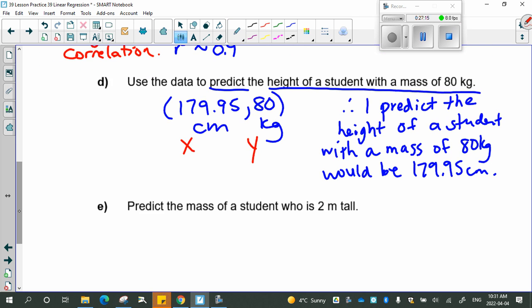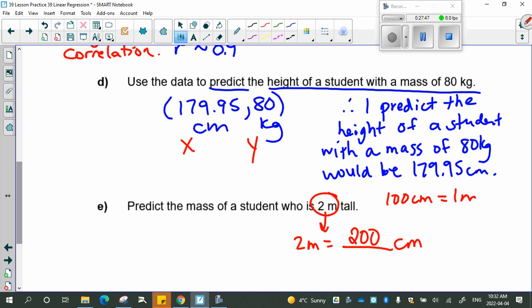Predict the mass of a student who is 2 meters tall. Okay? Interesting. What's our height measured in? Centimeters. So first of all, I have to figure out what's 2 meters in centimeters. Does anyone know the relationship? Yeah. 200. Good. So there's 100 centimeters in a meter. 100 centimeters is 1 meter. So 2 meters would be 200 centimeters.